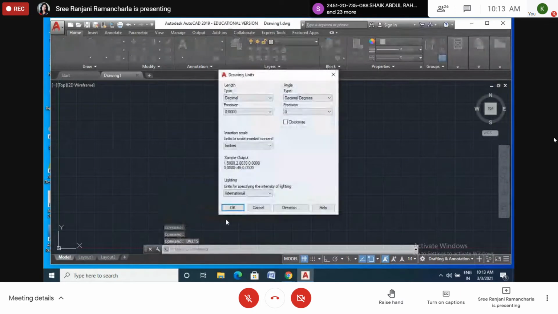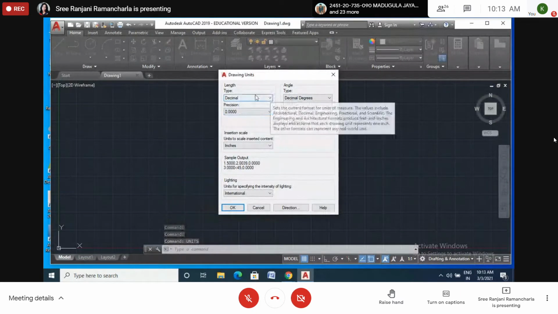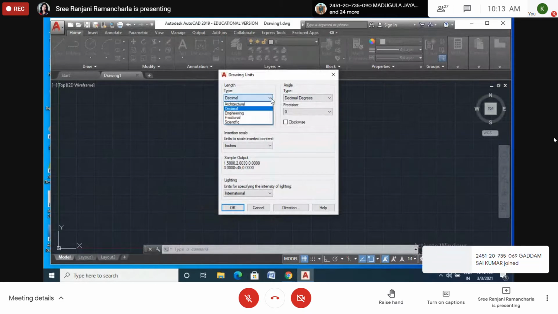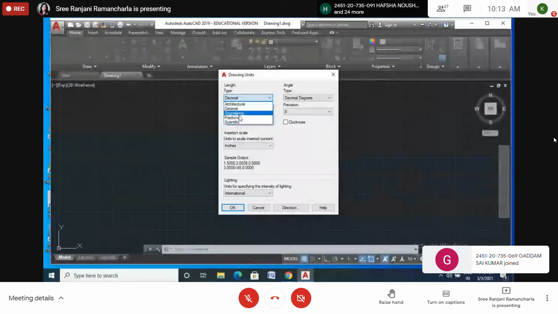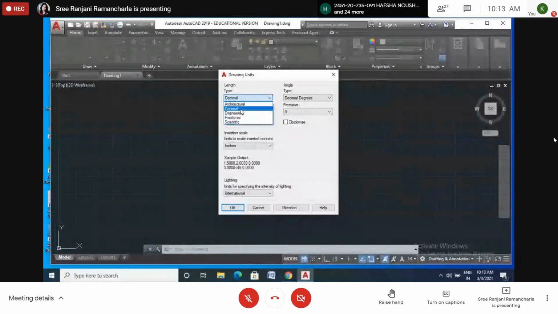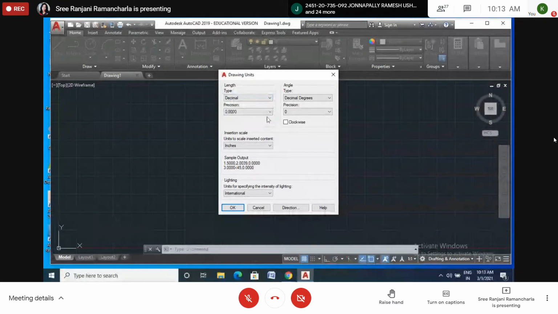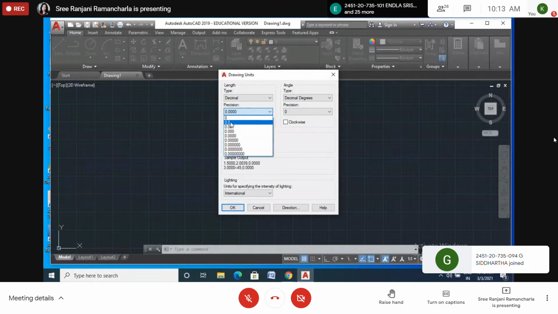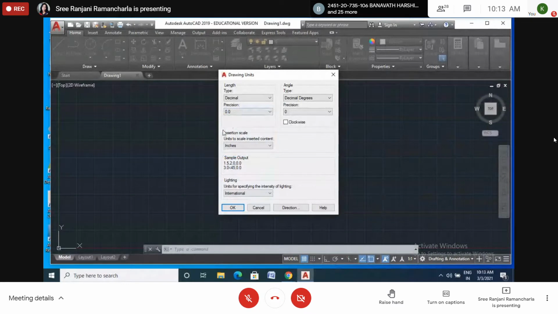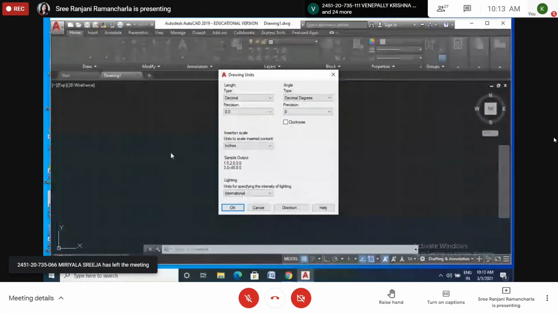So see here. We are taking decimal. Many options are there, but we don't bother about all these. We'll select only the decimal because we are doing only the decimal. Let it be default. And precision. I told the importance of the precision, right? So I want to take only one digit after decimal. Because whatever you draw here, you will get one digit after the decimal point.